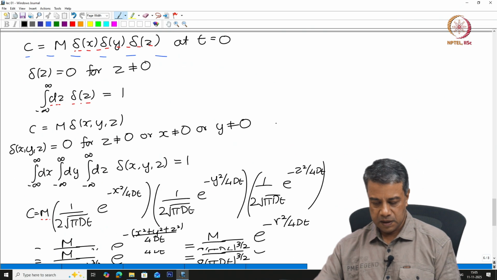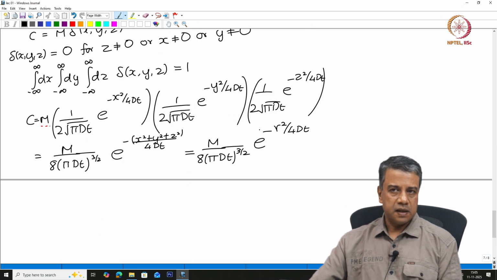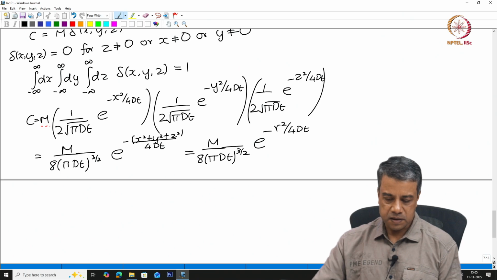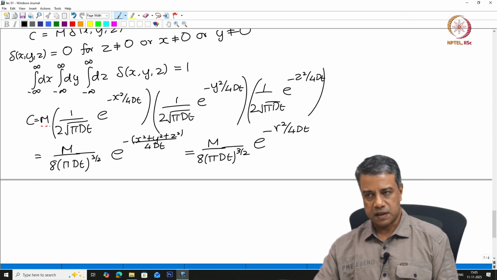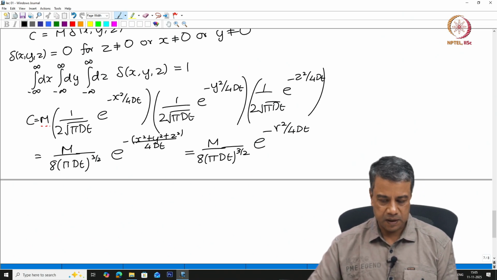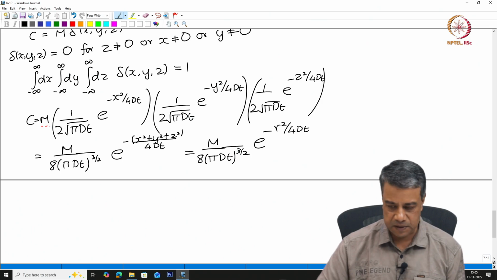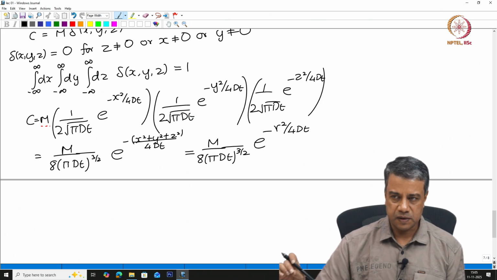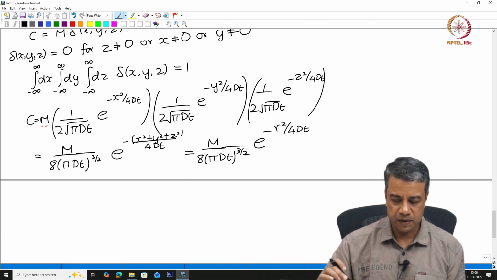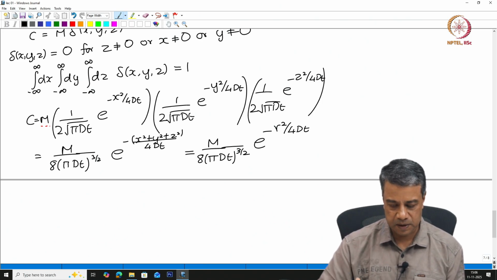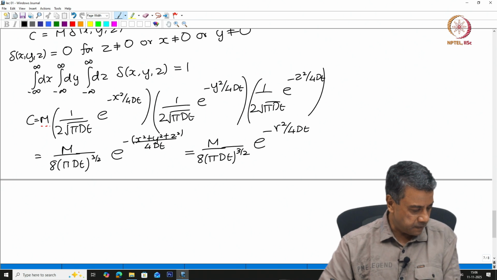Okay. Indicating that this concentration field spreads in a spherically symmetric way, okay, as we would expect for this particular configuration, because you are injecting a finite mass within an infinitesimal volume at the origin, and the concentration spreads outward isotropically, okay, with time. Okay.